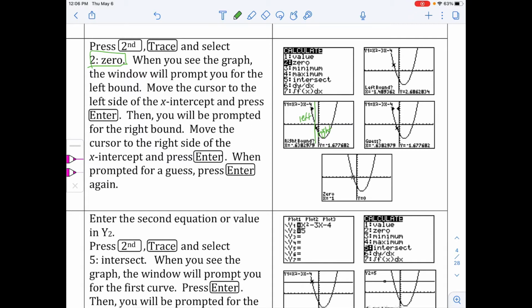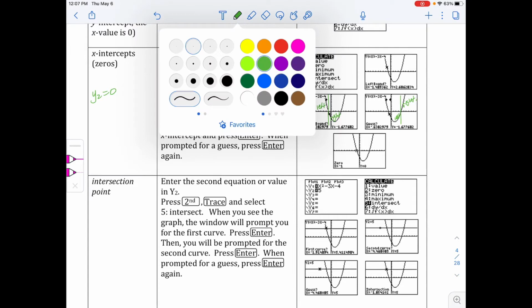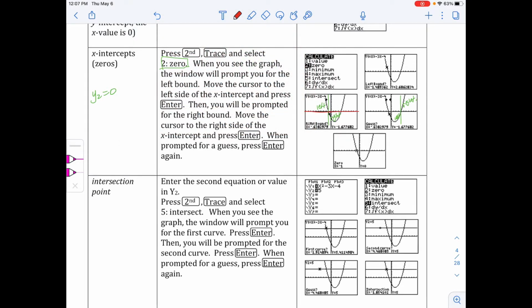And if we do the same thing on the other one, we would say this would be the left and this would be the right. So we would go through and do that process for both x-intercepts. The other way to do that, which I've mentioned in class, is we can enter another y2 equals 0. That horizontal line right here, y2 equals 0. And then another way to do that is to say second function calculate number 5, we want those intersection points.